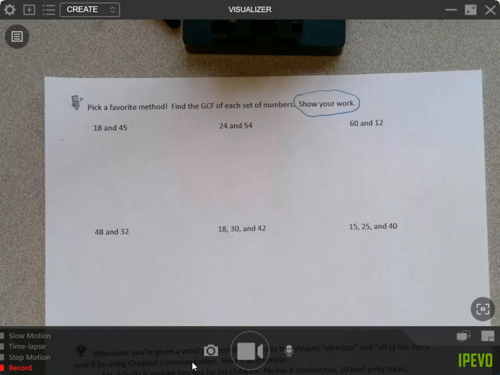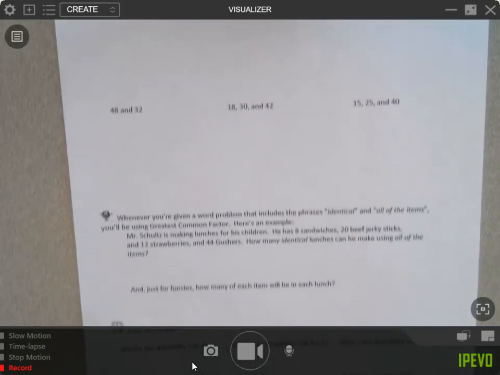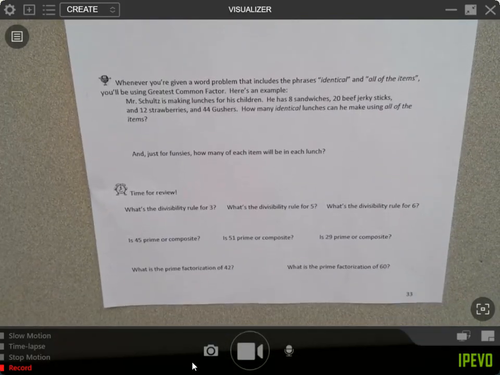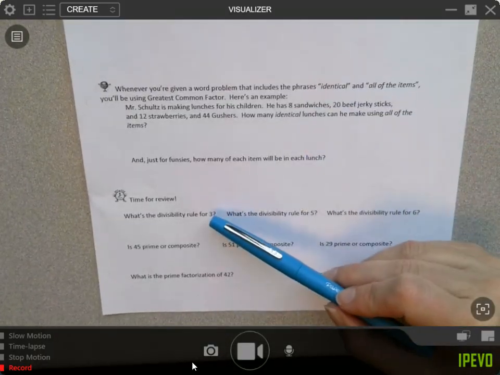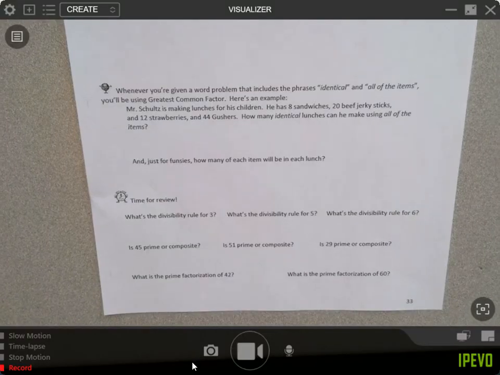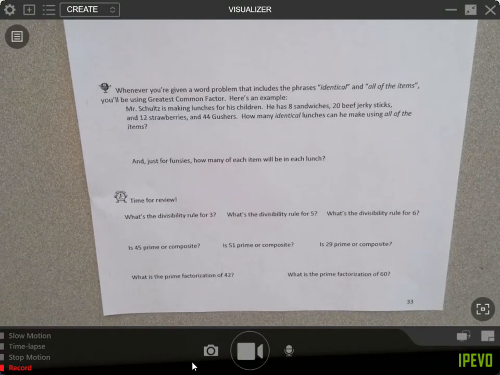Lila? Nope, you have to use one of these three methods. And then come up and show me what your method is, okay? Then we have some word problems that you need to answer, and we have our review problems, okay? Any other questions?